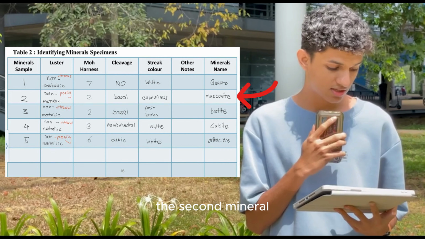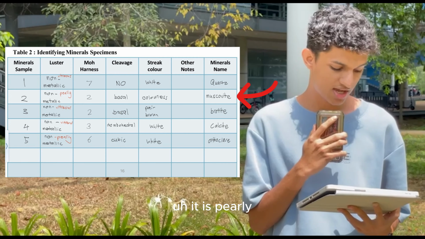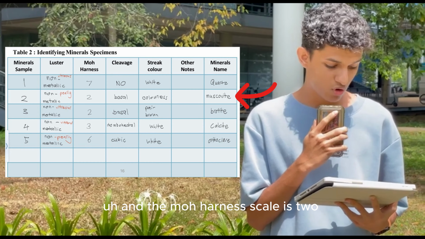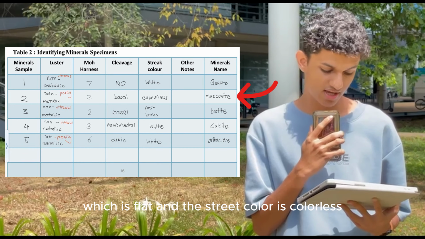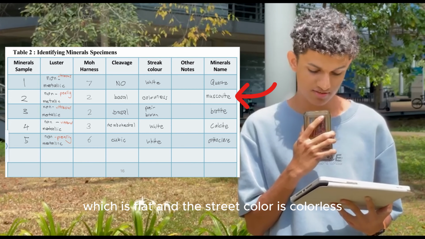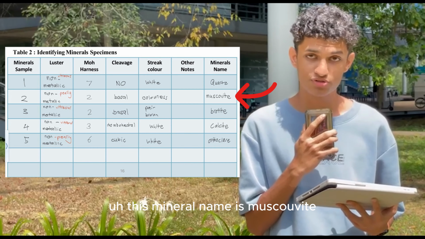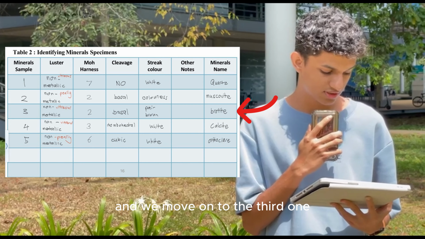The second mineral, luster, is non-metallic. It is pearly. And the Mohs hardness scale is 2. The cleavage is basal, which is flat. And the streak color is colorless. This mineral name is muscovite. And we move on to the third one.